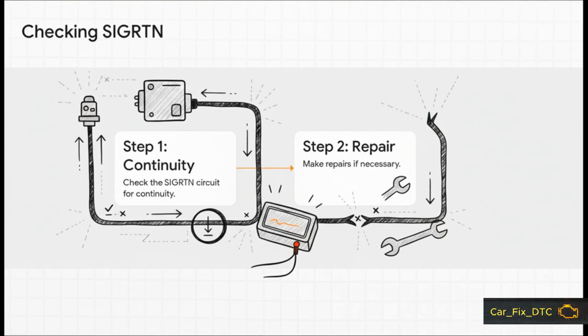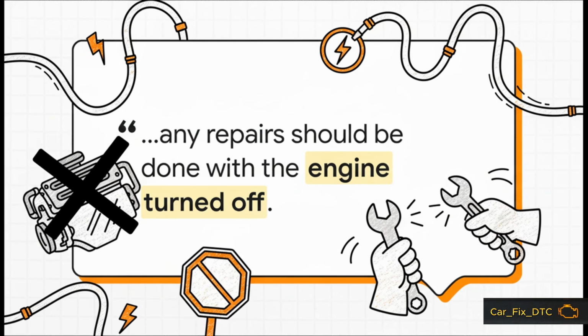And just like with our very first suspect, the test here is for continuity. You'll get out your multimeter and make sure there's a nice, clean, unbroken path from the sensor all the way back to the computer's ground. If there's no continuity, you've found your open circuit and you can get to work on the repairs. And look, I know I'm repeating myself, but I cannot stress this enough. The source material reminds us, one last time, for any of these electrical repairs, the engine absolutely must be turned off. It's a simple rule, and it's the one that keeps you safe.